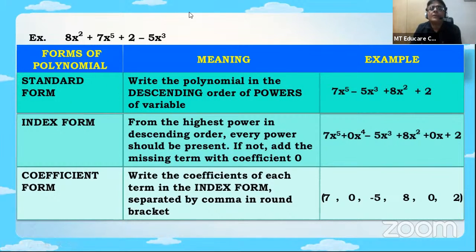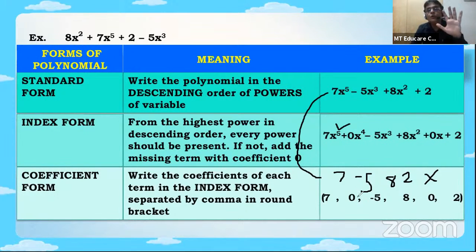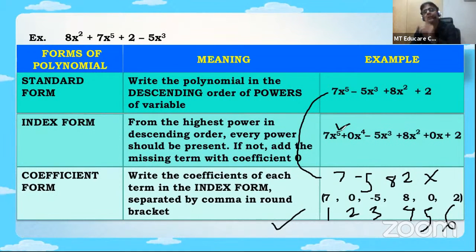Suppose, sir, if I write this coefficient from the standard form, then what will you write? You will write 7, -5, 8, 2. This will become wrong. Why? I'll tell you now. They say that whenever power is 5, you should have 6 terms. There should be 6 terms in the coefficients, check. 1, 2, 3, 4, 5, 6. Yes, correct. There should always be one more coefficient than the power.